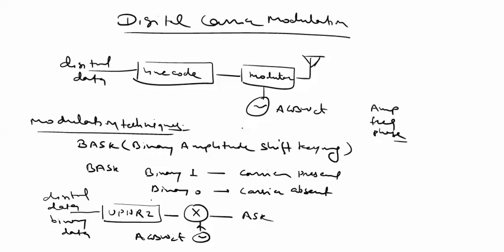Once 1 or 0 is applied, two options are available to us. If 1 is applied, then the answer will be a cos omega ct. When 0 is applied, the answer will be 0. These are the two mathematical representations. Now we show it graphically.